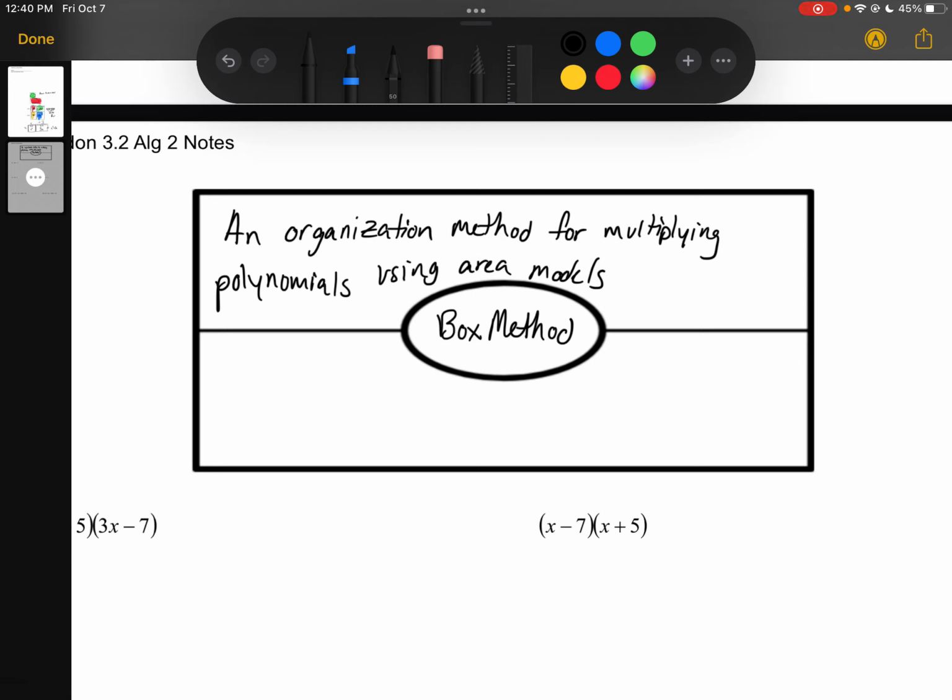So the key for the box method is we are going to match up however many terms with sides of a box. So if we have x and y and z, and then we have like 2 and w, what this means is we have to draw a box that has 1, 2, 3 on one side, and then 1, 2 on the other. So when we're making this box, we have to have 2 sections here, and then 3 sections here.